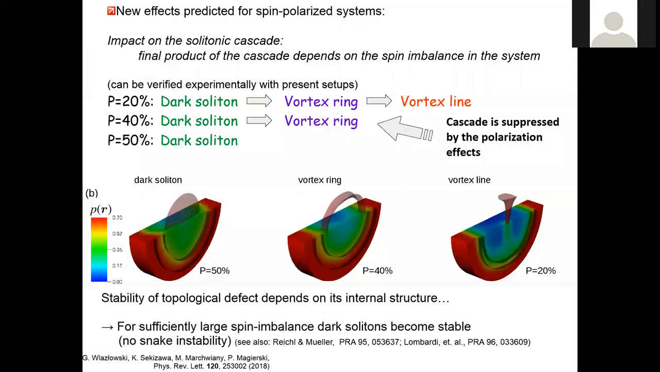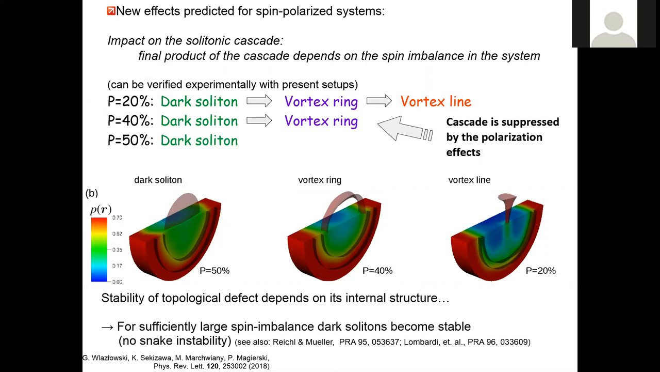Okay, and we observe also that, depending on the degree of spin polarization, we see the difference in the solitonic cascades. So for example, if the polarization is less than 20%, then we observe this cascade that was seen experimentally. So the dark soliton converted into vortex ring and then ended up with a vortex line. But when we increase the polarization, then some stages of this cascade are not present. So for example, for polarizations of the order of 40%, everything stops at the vortex ring, which does not decay. And if we increase the polarization even further, then the dark soliton is stable, so it does not decay. It is eventually expelled from the system, but it does not split, it does not decay into vortex rings or vortex lines.